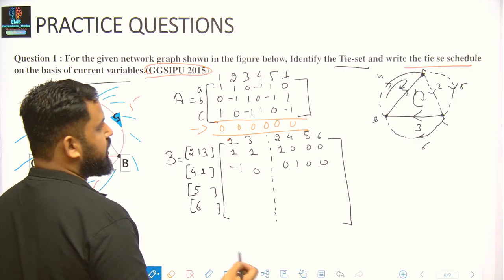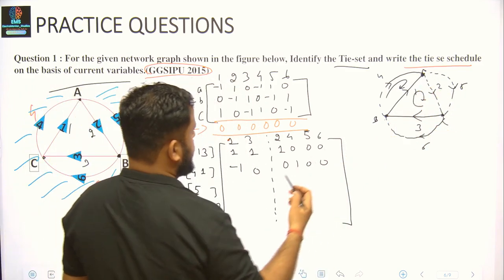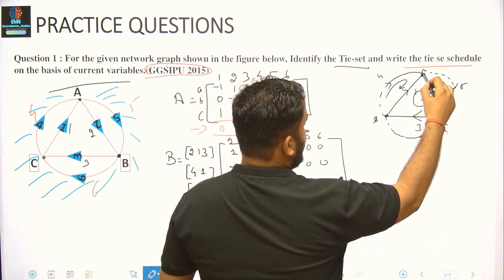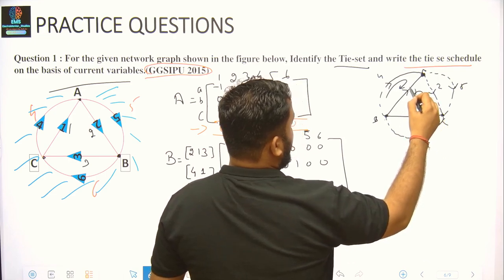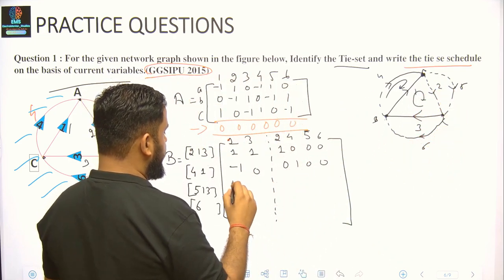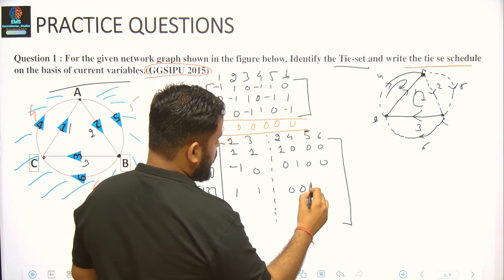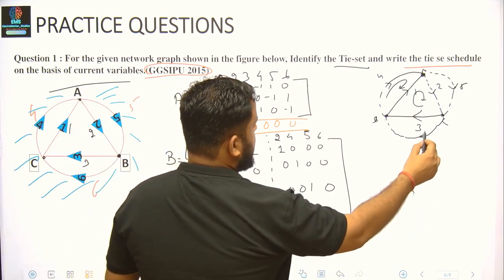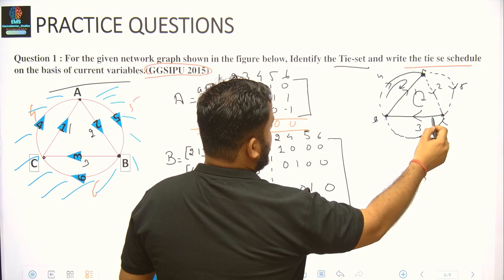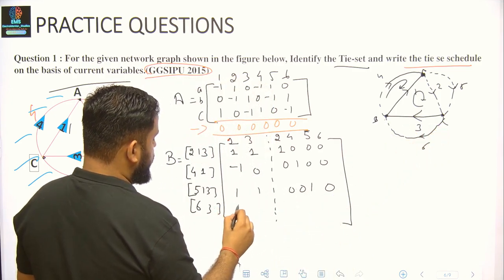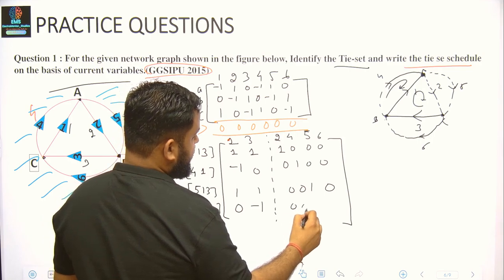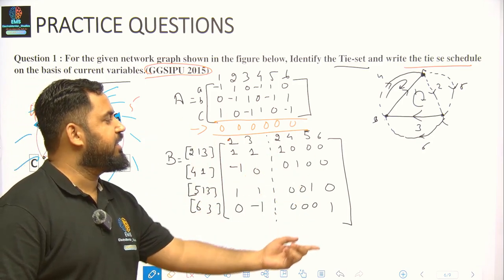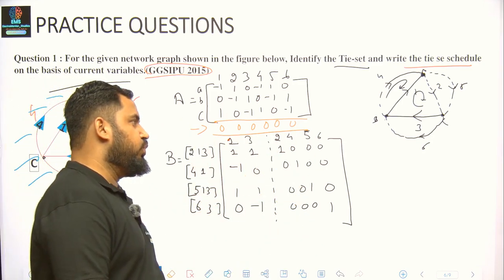Okay, moving on to the other loop. If I connect 5, then I'll have 5, 1 and 3. So I'll start from node A: 5, 3 and 1. All are in the same direction as the loop. So 1, 1, 0, 0, 5 is 1, 6 is 0. Let's go with the last one, 6 and 3. So 1 is not required. 3 is in the opposite direction of 6. These are my tie sets and this is my tie set schedule.